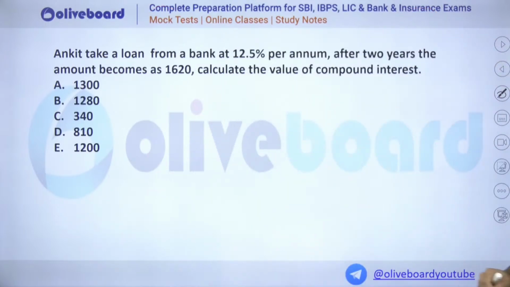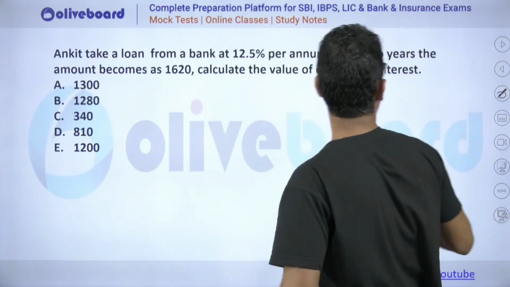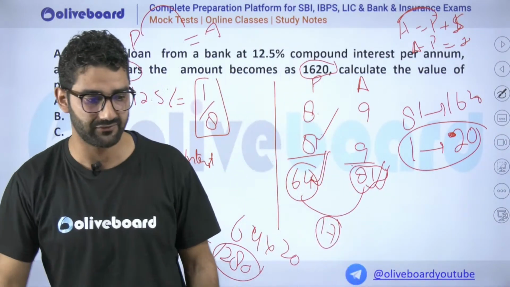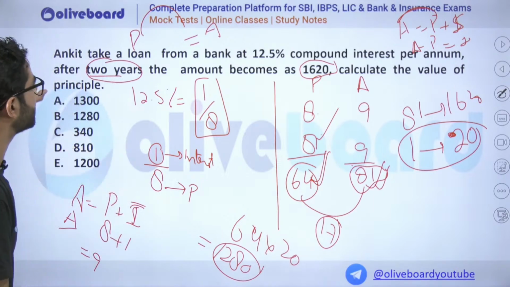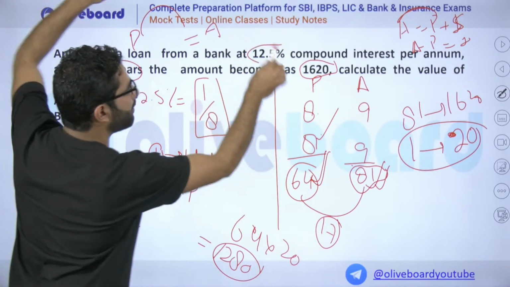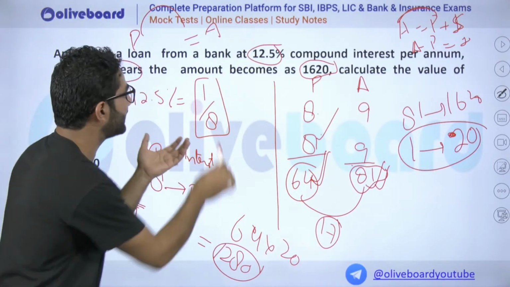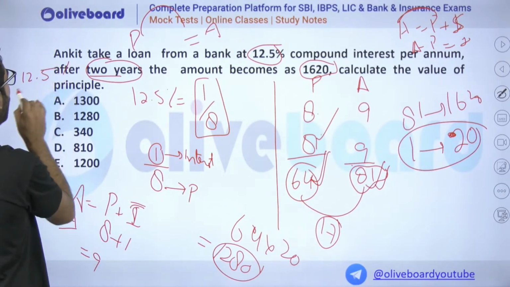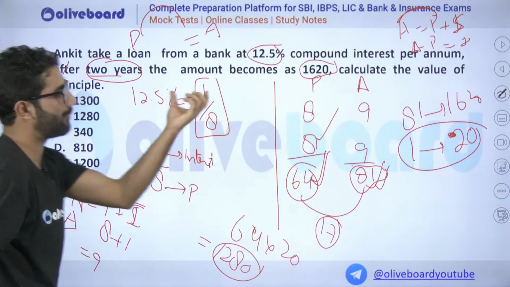For the same data, yes. Okay, I am repeating again. Don't worry, my dear. Now, see. It is given as 12.5%, meaning 1 upon 8. If you divide 12.5% by 100, you will get 1 upon 8.